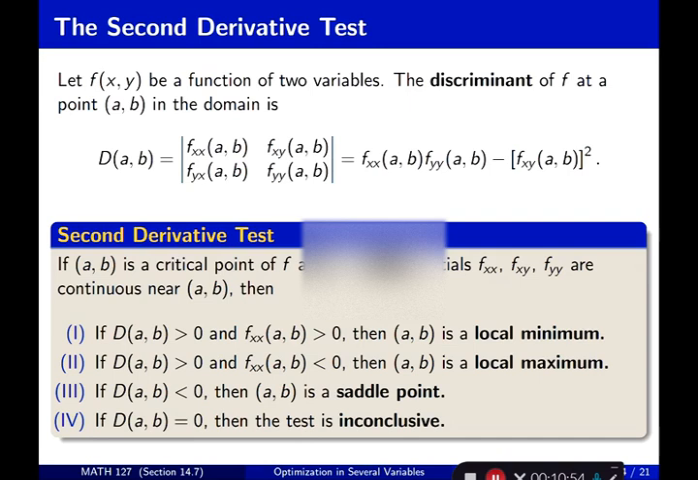3, if D(a, b) is less than 0 this time, then (a, b) is a saddle point. And 4, as you're expecting from the second derivative test, if D(a, b) equals 0, then the test is inconclusive. A few questions will come to your mind at this point. Why, for D(a, b) bigger than 0, is it always checking the sign of f sub xx?